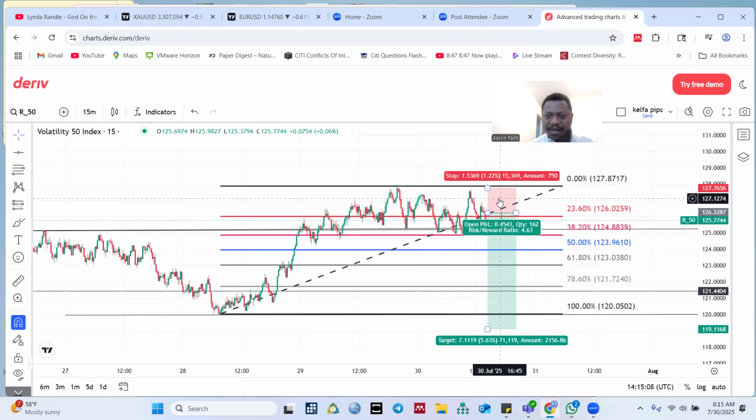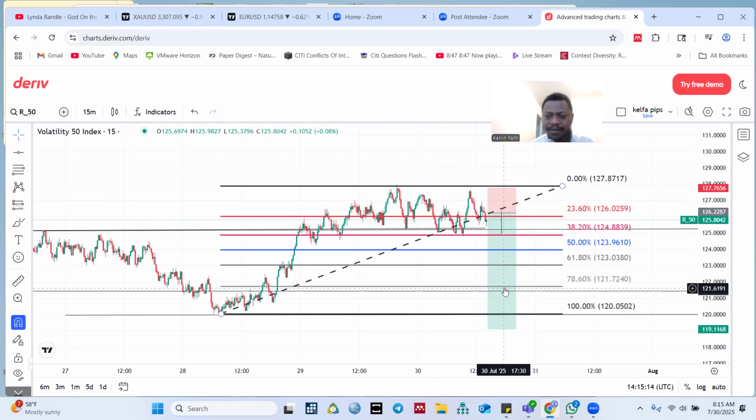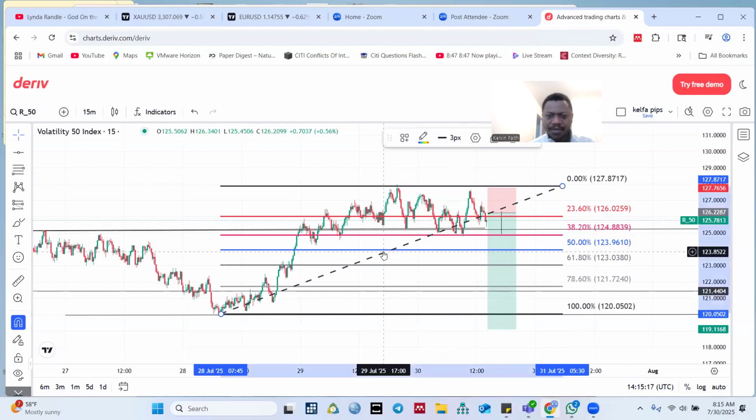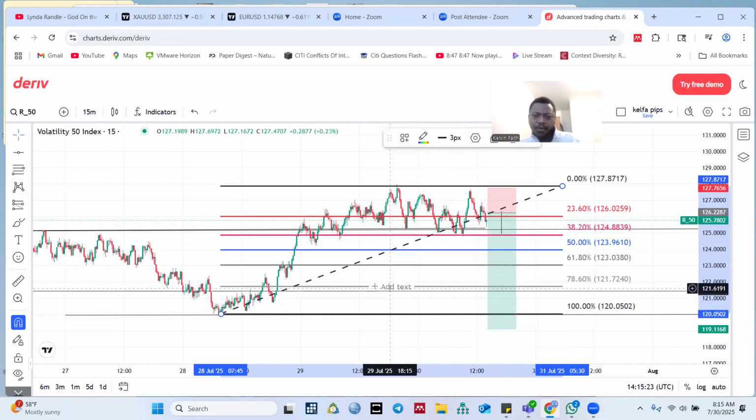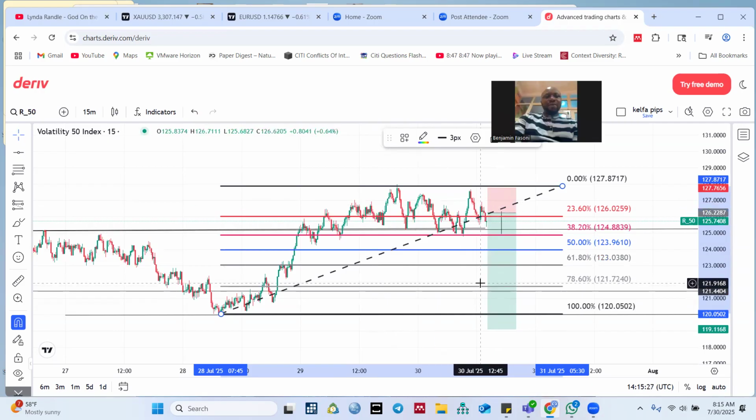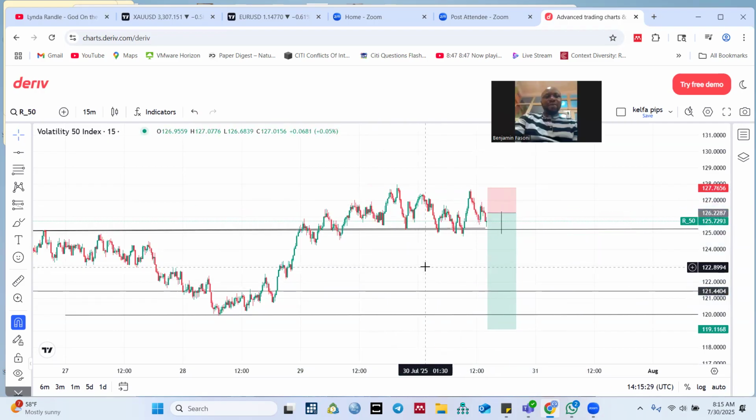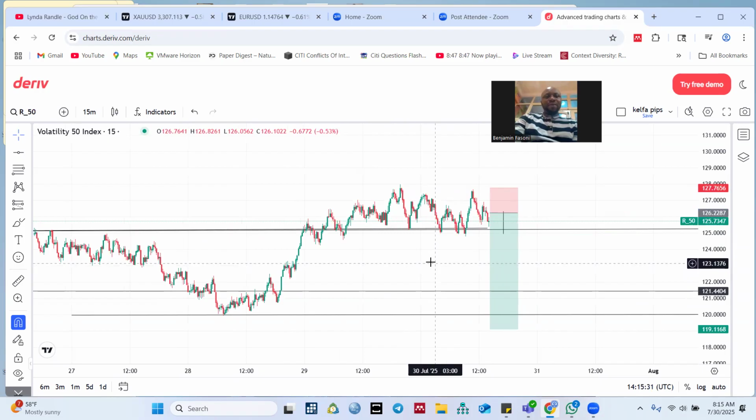If it breaks down to 50, 61%, you can close two and leave one. That's what I normally do. Because sometimes with a little pullback, you might be shaken out and end up closing, and price will keep going your way. And V50 is a bit volatile when it's going against you.